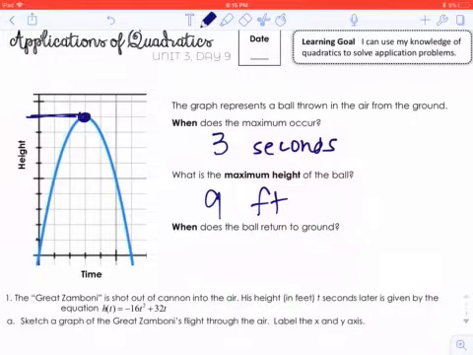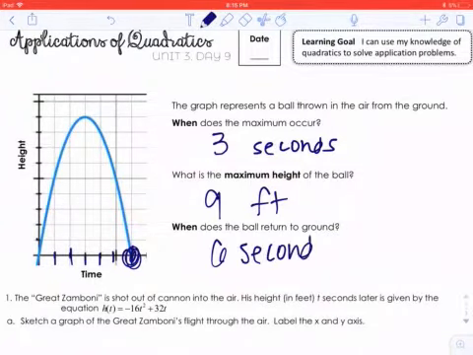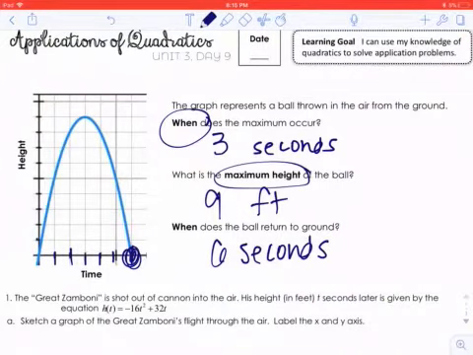When does the ball return to the ground? So returning to the ground would be right here. 1, 2, 3, 4, 5, 6. At 6 seconds. Okay, so you have to be very careful. The point of this is be careful if it says when versus what is the height.